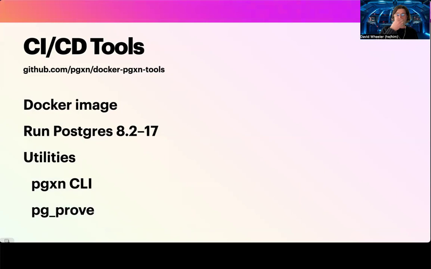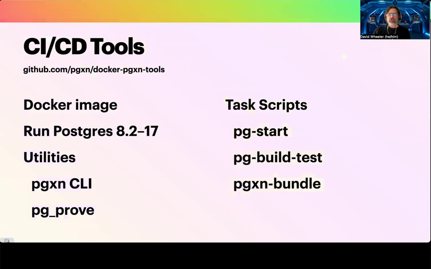There's pg_prove, which is the command line client for running pgTAP tests, which is different than the TAP tests that come with Postgres itself. If you wrote pgTAP tests for your project, you can use that, which I do in some places. It has various scripts to help you do regular tasks, like start the version of Postgres you want, build and test your extension, bundle it up, and of course, release it.